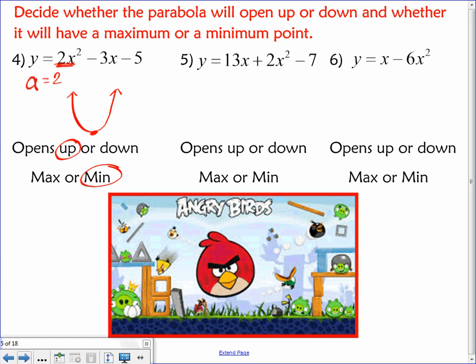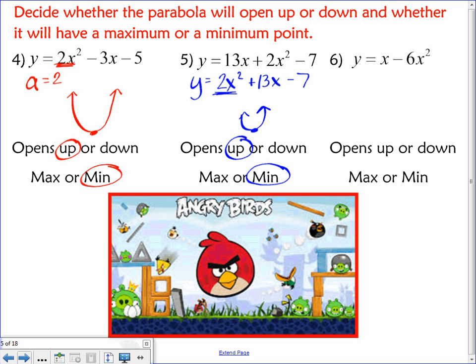All right, number 5. For this one, notice it's in the wrong order. So we can get a little more practice rewriting in standard form. The 2x squared should be first, then the 13x, and then the -7. So again, my a value is a +2, so it's going to open upwards because it's positive. And then the vertex will be the lowest point or the minimum.